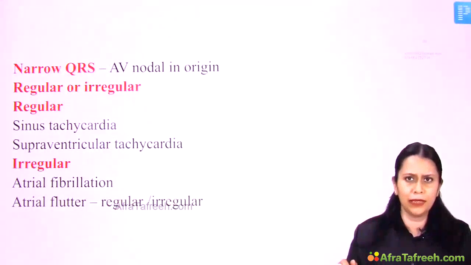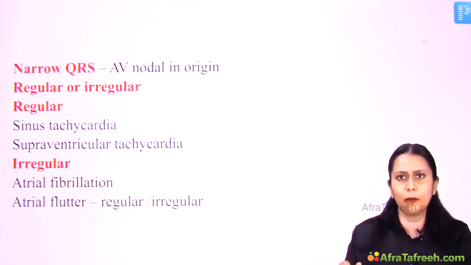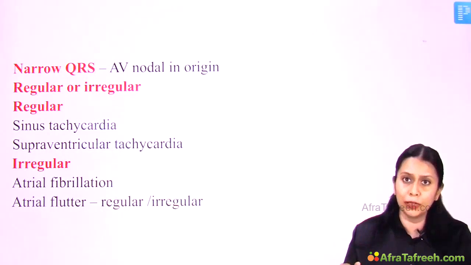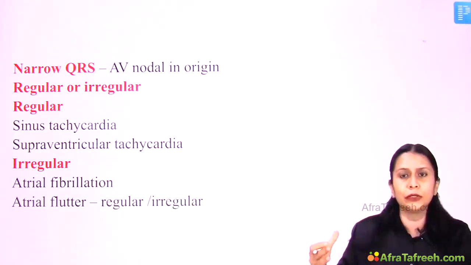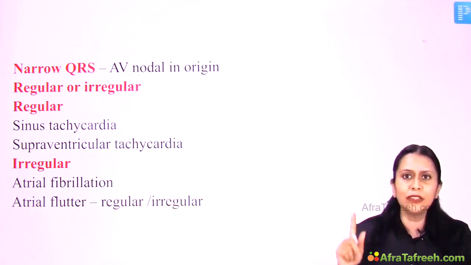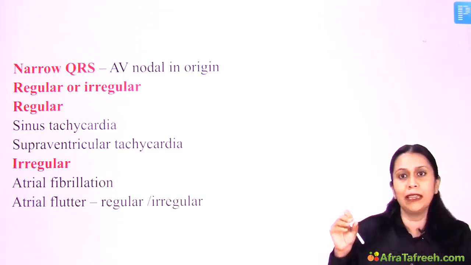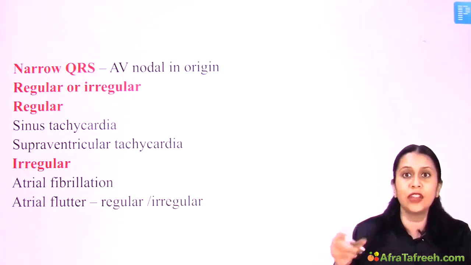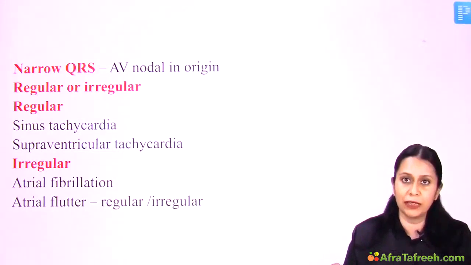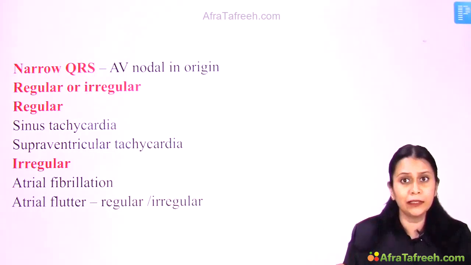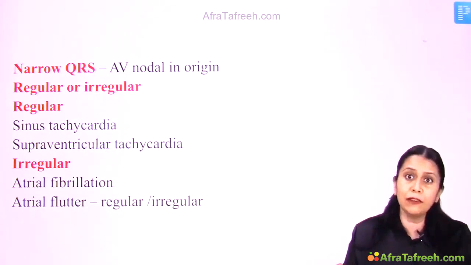Now, what is the origin of narrow complex tachyarrhythmia? Remember, the origin of narrow complex tachyarrhythmia is nodal, either SA node or AV node. And for SA node origin, there is only one tachycardia, that is sinus tachycardia. The SA node is overexcited and starts discharging impulses at a very fast rate, and we get a sinus tachycardia, which is mostly physiological. And the other narrow complex tachyarrhythmias are of AV node origin.